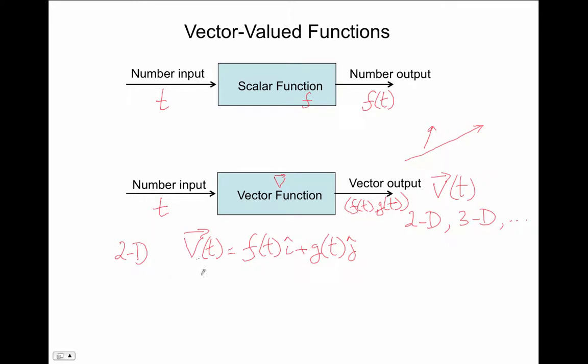For a 3-dimensional vector, we'd have, of course, 3 numbers coming out. So v of t would be f of t times the unit vector i plus g of t times the unit vector j plus a third function h of t times the unit vector k. Now these f, g, and h are independent functions. They have no relation with each other. And so as you change t, they will take different values.